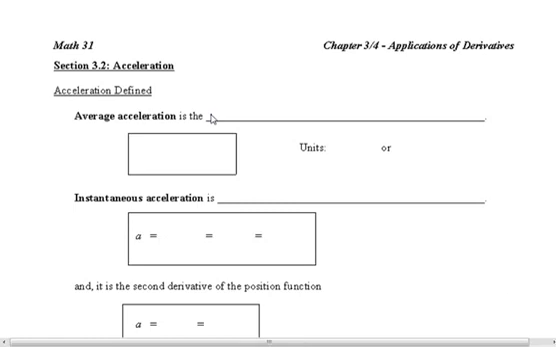Okay, some notes to fill in. Average acceleration is the rate of change of an object's velocity with respect to time.